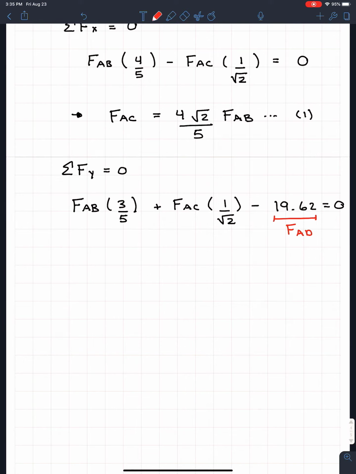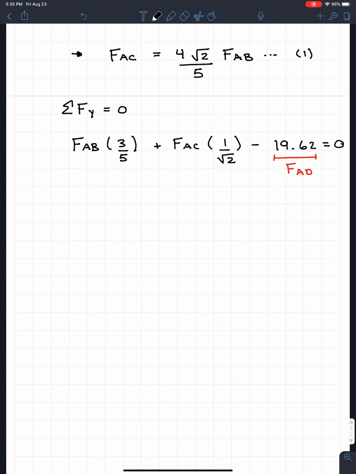Just in case. So the next thing I like to do is I'm just going to separate the unknowns on one side and all the numerical numbers on the other side. So I'm going to go FAB and its component, which is 3 over 5, plus FAC and its component, which is 1 over root 2. And I'm just going to move the 19.62 to the other side, so we're going to go equals 19.62. And I'm going to go dot, dot, dot, 2. So this is going to be my equation 2.